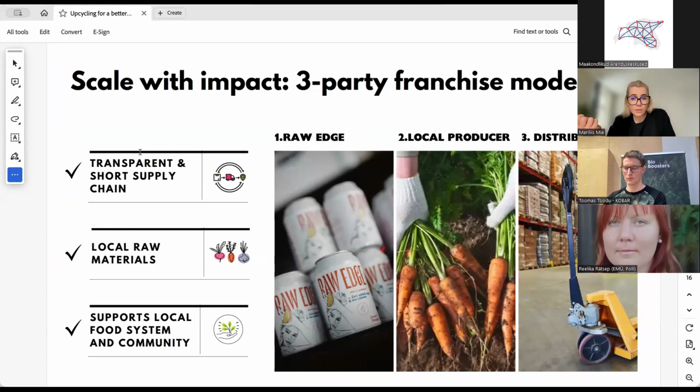So we knew we wanted to scale very differently than you would normally see in the beverage industry or that kind of an industry. So what we do is that we want to use a three-party franchise model, which ensures that our products are made by upcycled local raw ingredients in each market where we enter. So we empower local producers, distributors, and communities.